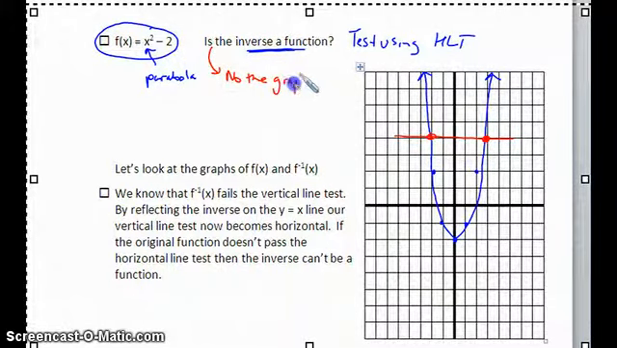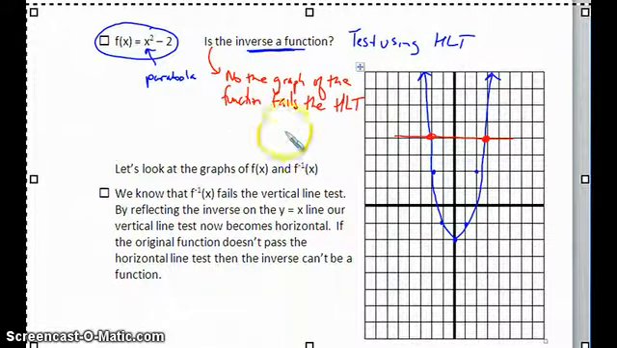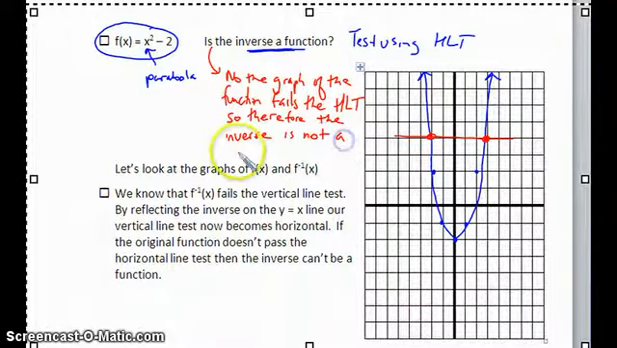The graph of the function fails the horizontal line test, so the HLT. So therefore, the inverse is not a function.